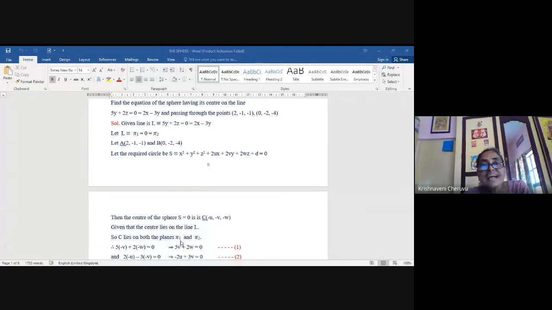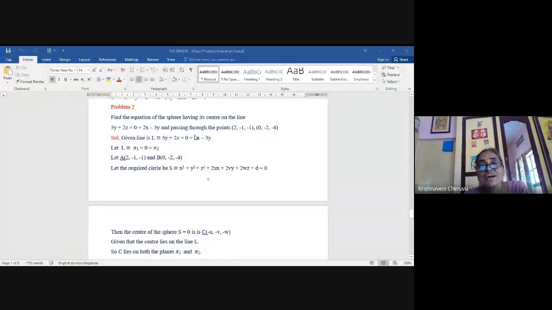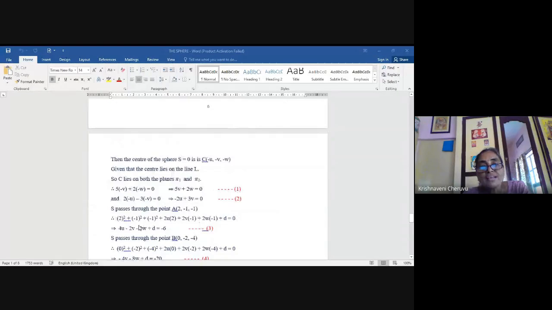So this C satisfies the first plane equation and also satisfies the equation of the second plane. So for the first plane I substitute C, and for the second plane I substitute C. I got 2 conditions. Now you have 2 conditions and also you have 2 more points through which the sphere is passing. So S is passing through this point, which means you substitute x as 2, y as -1, z as -1, and you get an equation in U, V, W, D.